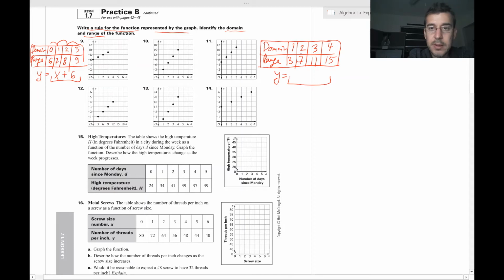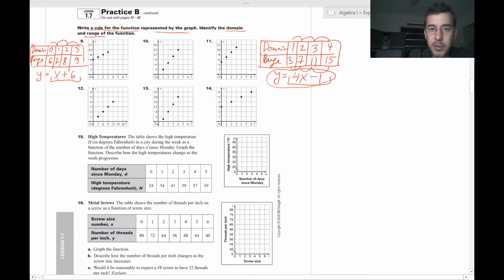Y equals. And then we see the domain values increase by 1. The range values increase by 4. So this has to be 4x. And then we have to adjust plus or minus. So we see 4 times 1 is 4. So we have to adjust by 1. 4 times 2 is 8. Minus 1 is 7. 4 times 3 is 12. Minus 1 is 11. 4 times 4 is 16. Minus 1 is 15. So yes, this works. So that's the rule for number 10.